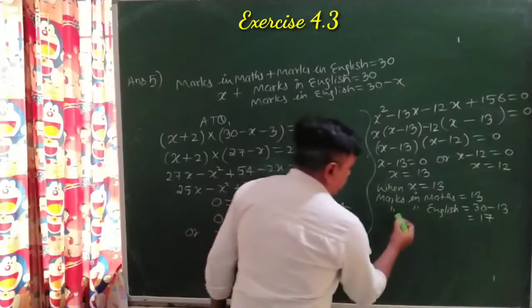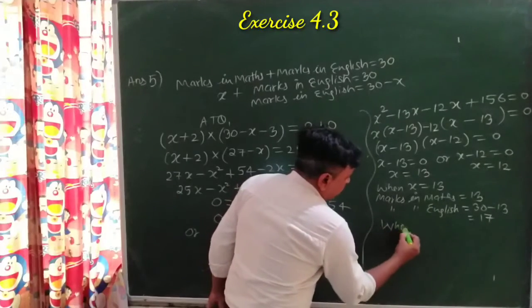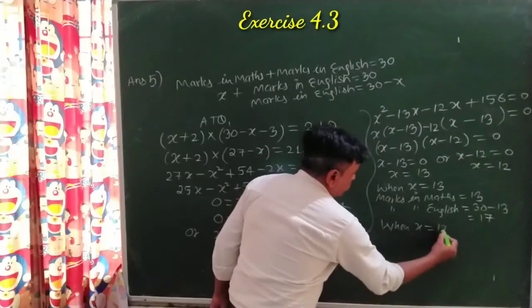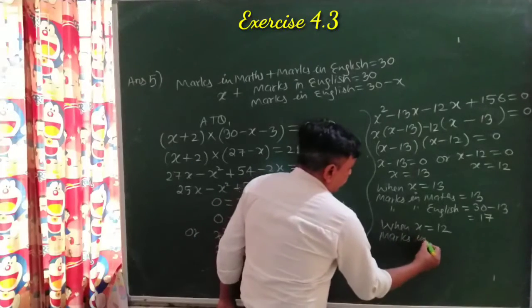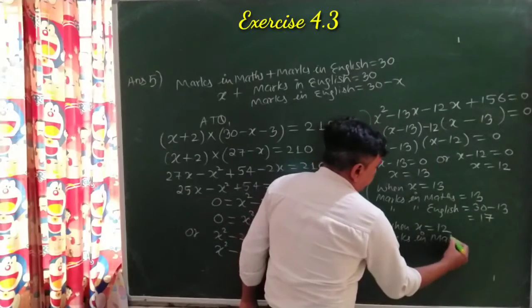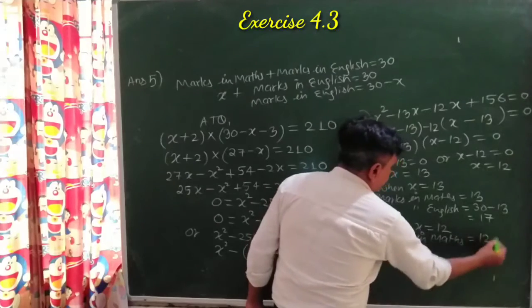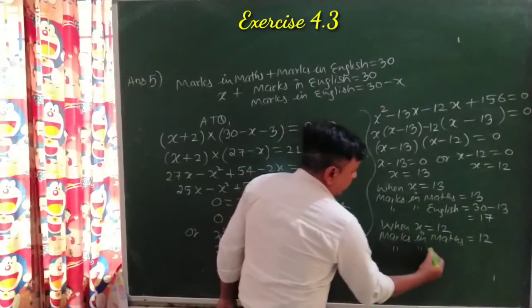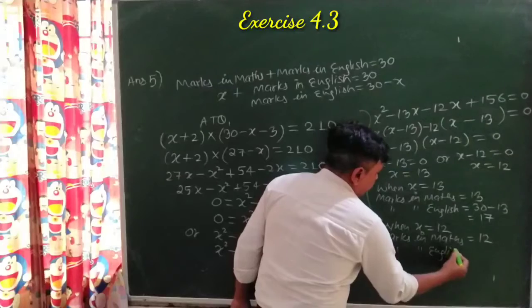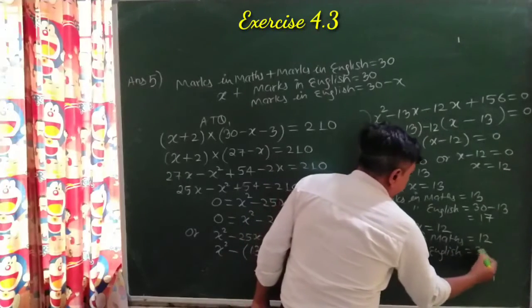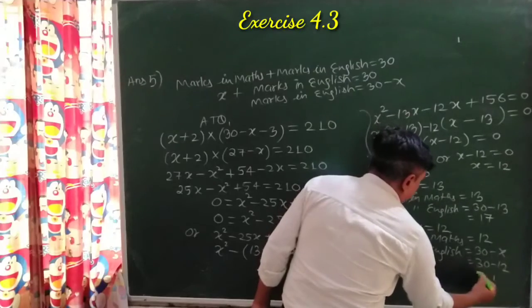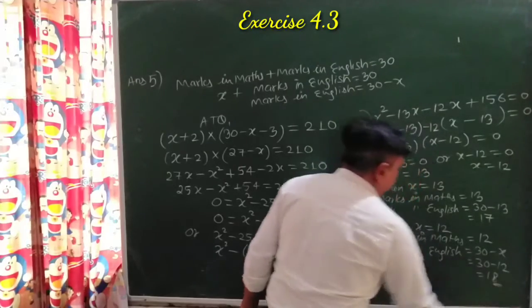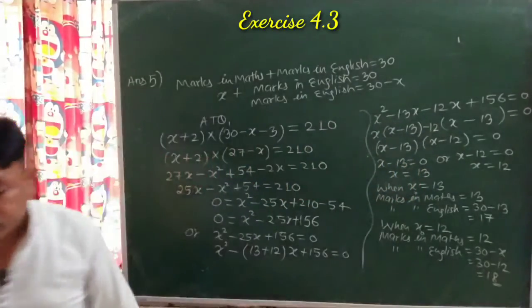And when we take the value of x equals 12, marks in maths will be 12, and marks in English will be 30 minus x, means 30 minus 12, we will get 18. Is it clear? So note this question.